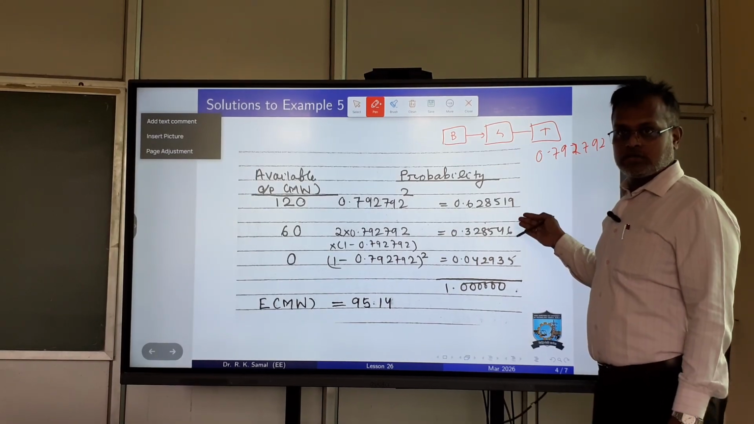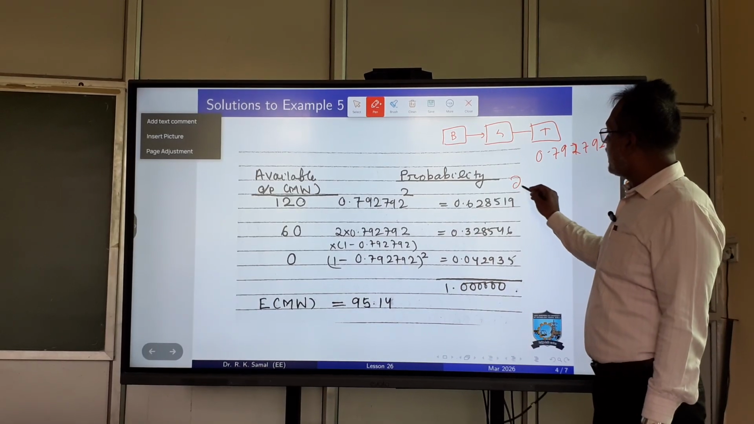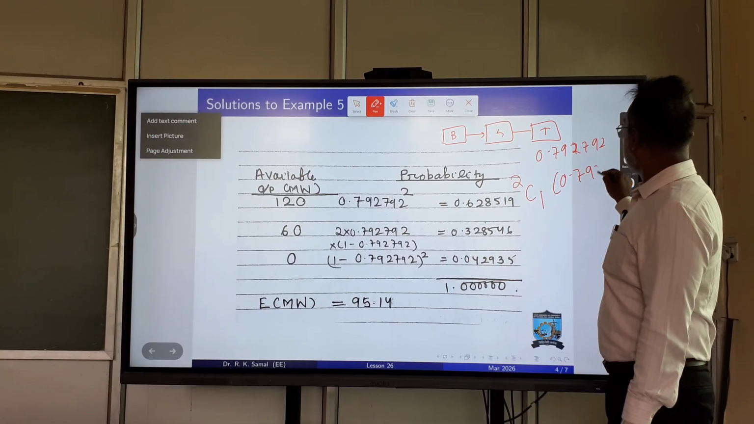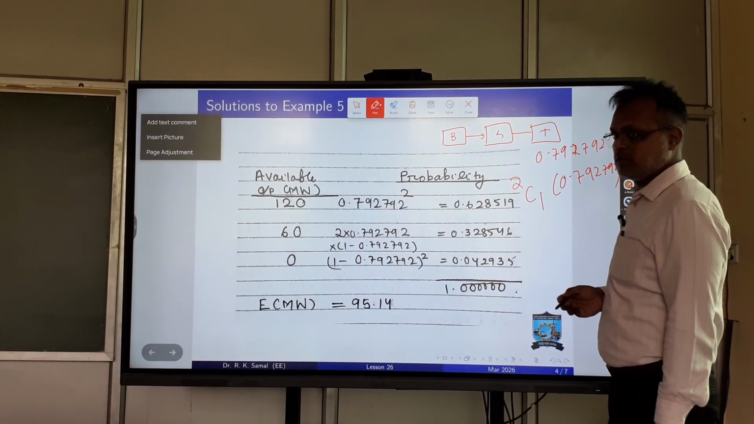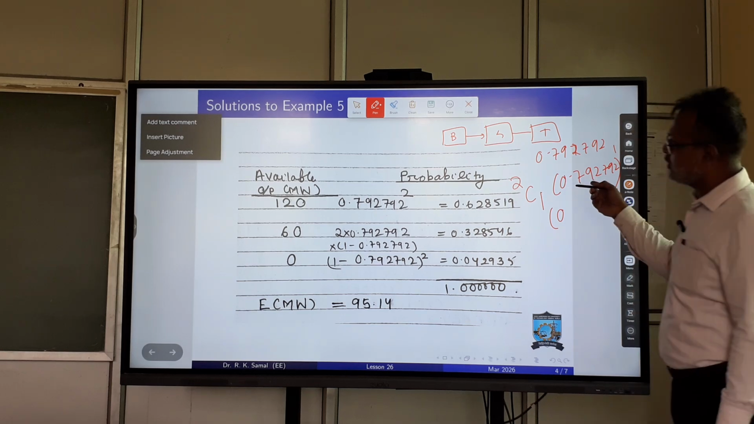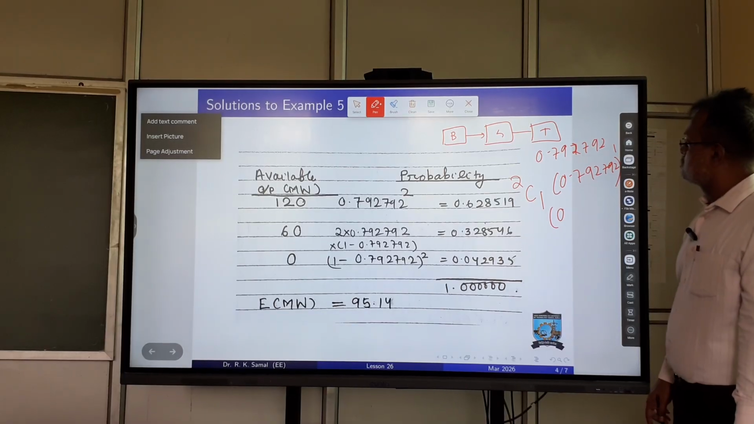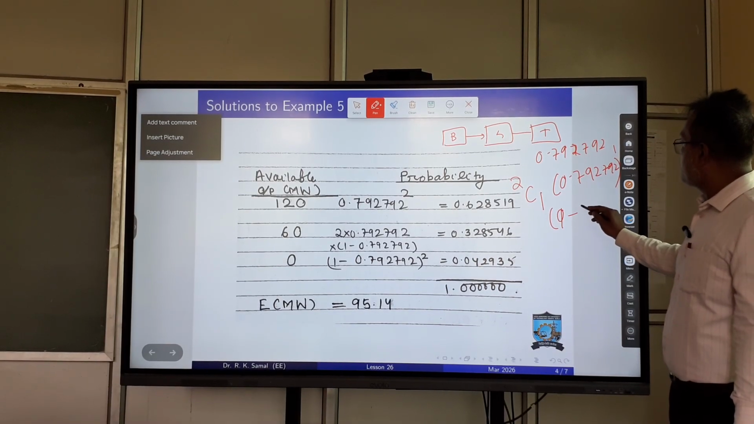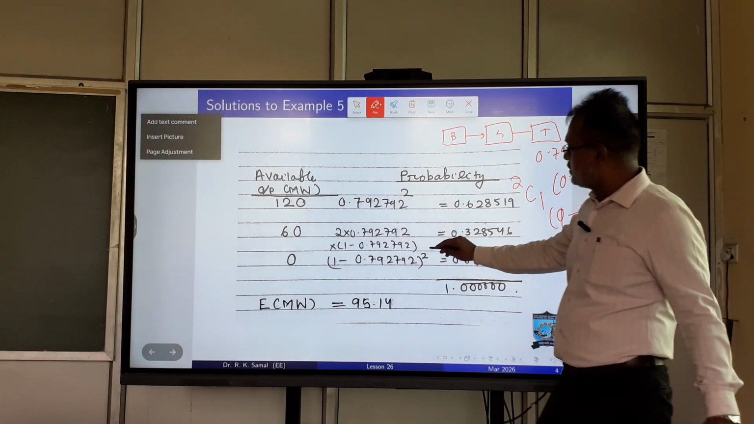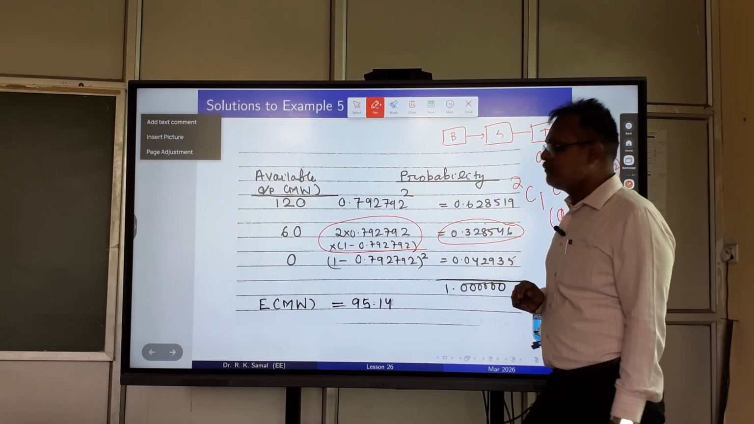Now when you consider both 120 megawatt, now 60 megawatt. 60 megawatt will be available if any one should be out. That means 2C1, 0.7927. One will be in and one will be out. Out means 1 minus the availability. So 1 minus 0.7927, which comes out to be 0.32856.